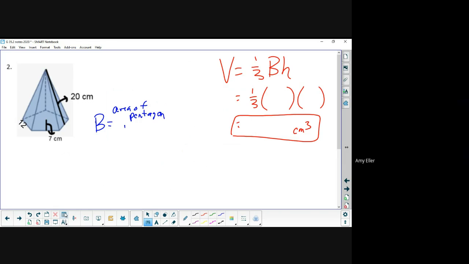Raise your hand if you also remembered that one. Nice. Good. 1/2 apothem perimeter. Let's work on that. Apothem is 7. Perimeter is the base, 12 plus 12 plus 12 plus 12 plus 12, or 12 times 5.